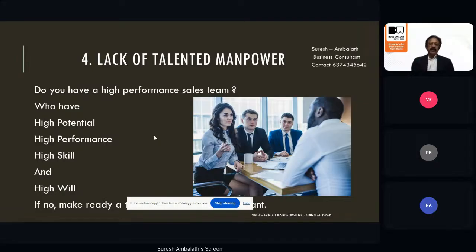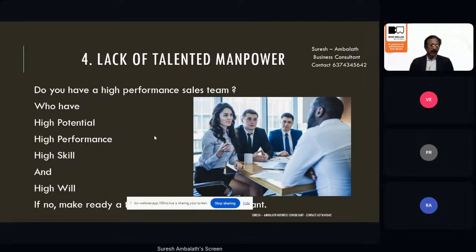This is not applicable to marketing alone. This is applicable to all your departments, like your production, your purchase, your logistics, your finance, your HR, your marketing, sales, and everything. If you don't have a high performance team, your business tends to fail 100%. You will just spend money, nothing will happen.